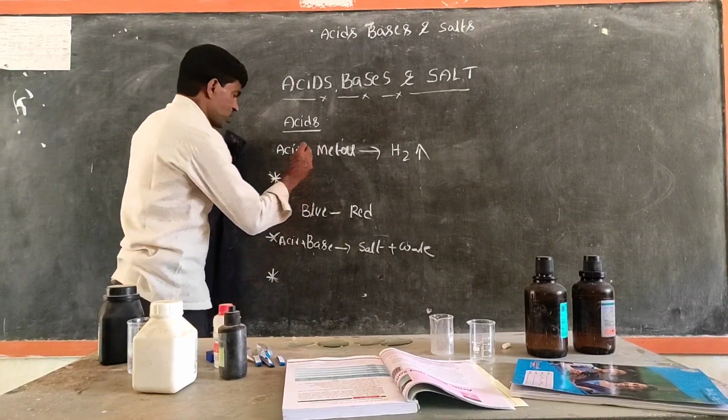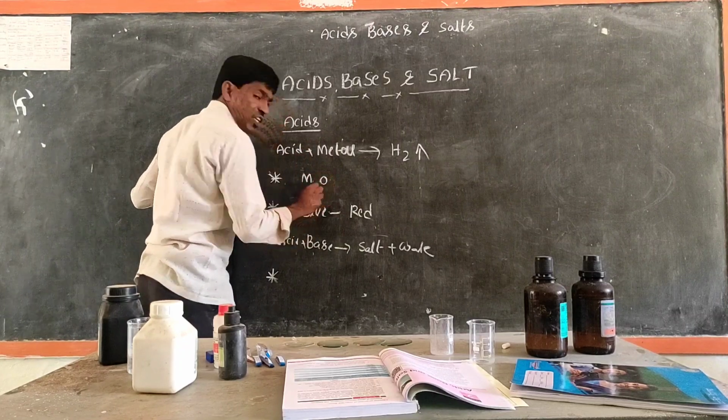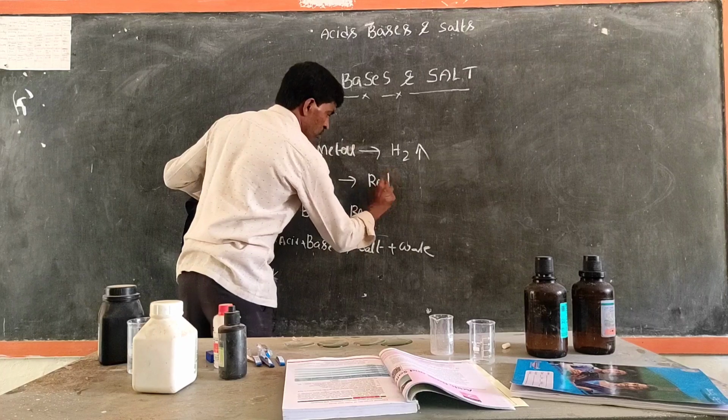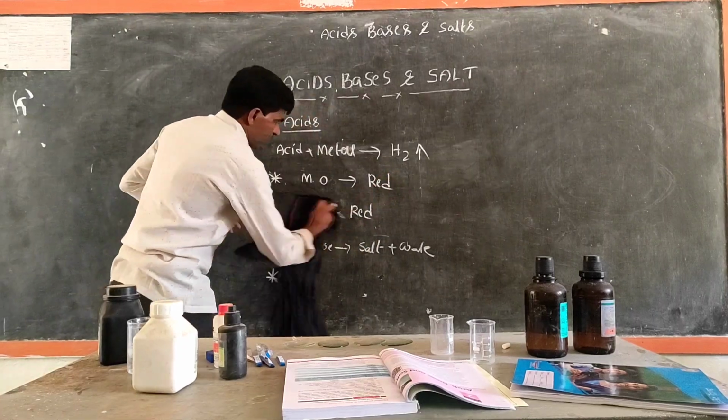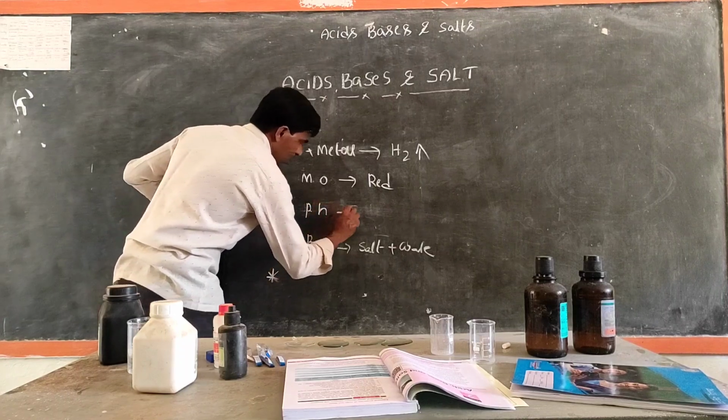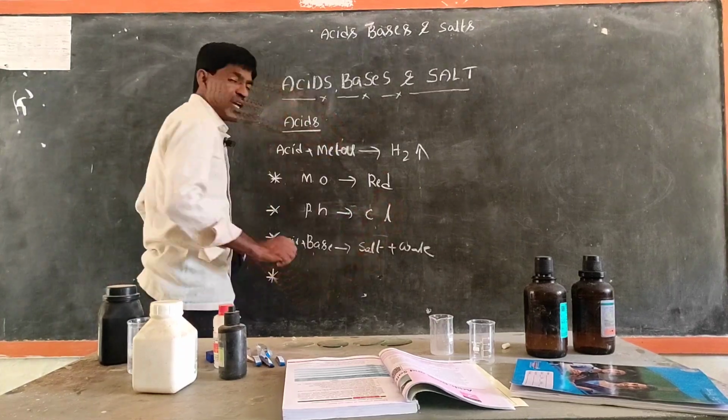Acids turn methyl orange indicator to red. Acids turn phenolphthalein indicator to colorless.